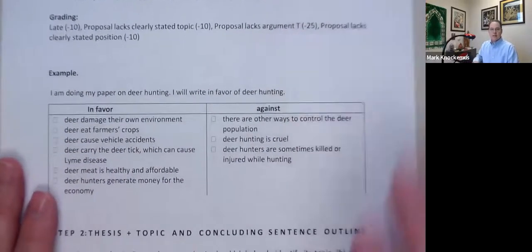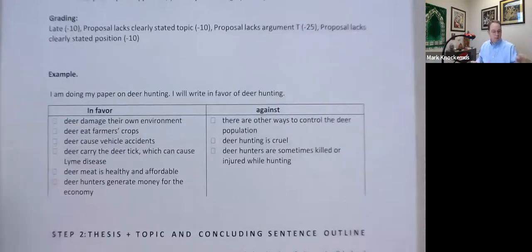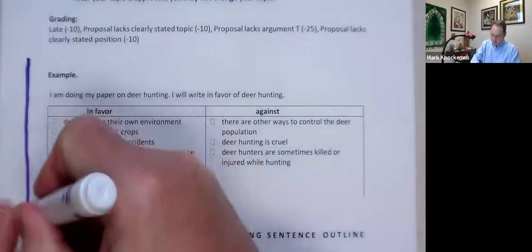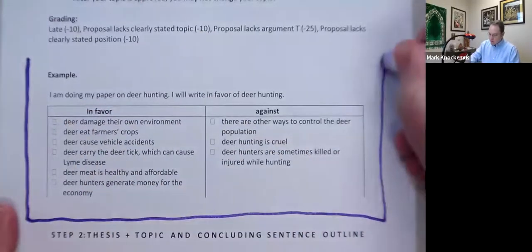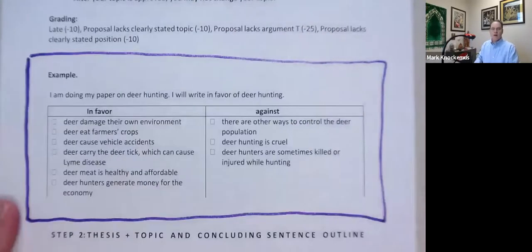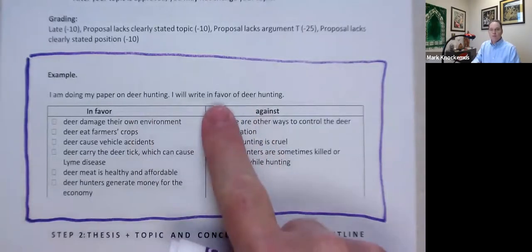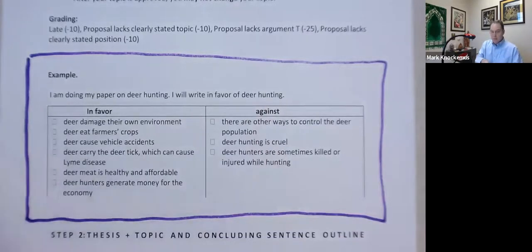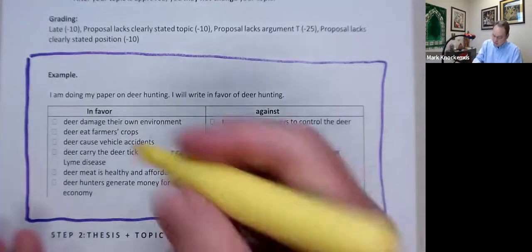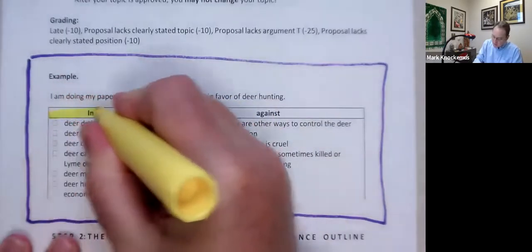Next is an example topic proposal. So you'll see right here, this is all that you have to turn in for the topic proposal. I'm doing my paper on deer hunting. That's my topic. I will write in favor of deer hunting. That's my position.